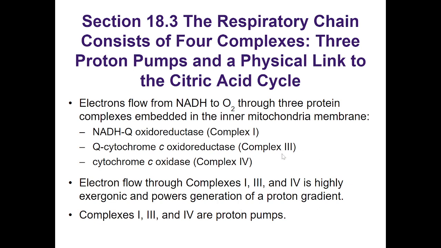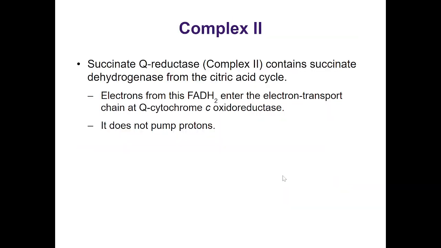You may have noticed I skipped a number. See that? Yeah, I skipped a number. So succinate Q reductase, this is complex 2 that I skipped. This contains the succinate dehydrogenase from the citric acid cycle. Ooh, they're joined, aren't they? Damn it, Dr. Clausen. Yeah, I'm sorry, I have to subdivide these things. Just imagine if I tried to do this while I was talking about complex 2, succinate Q reductase, at the same time I was talking about the succinate dehydrogenase, right? Yeah, it would have been very confusing.